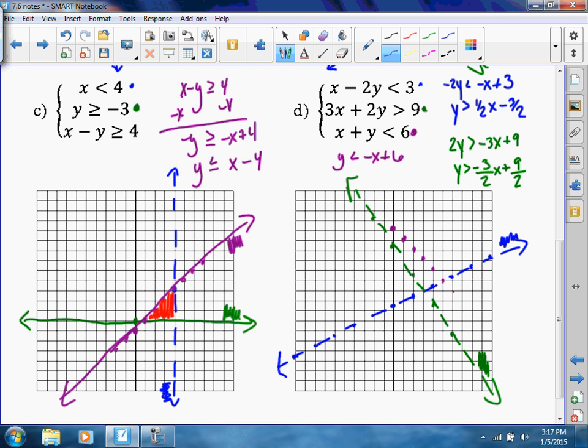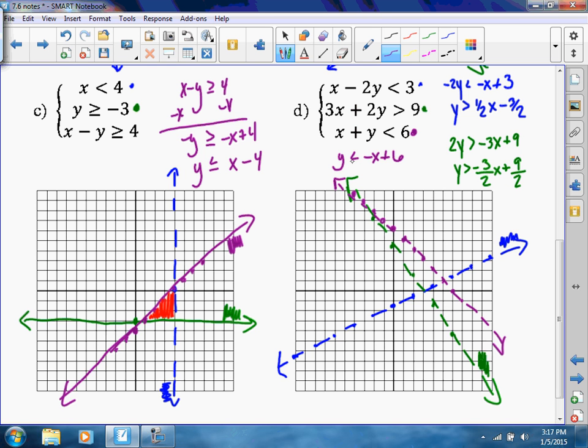So this is another good time to point out that sometimes these lines don't always cross at nice, neat points. Okay. And here again, I want another dashed line. Wow, we didn't have any solid lines for this one. That's pretty crazy too.